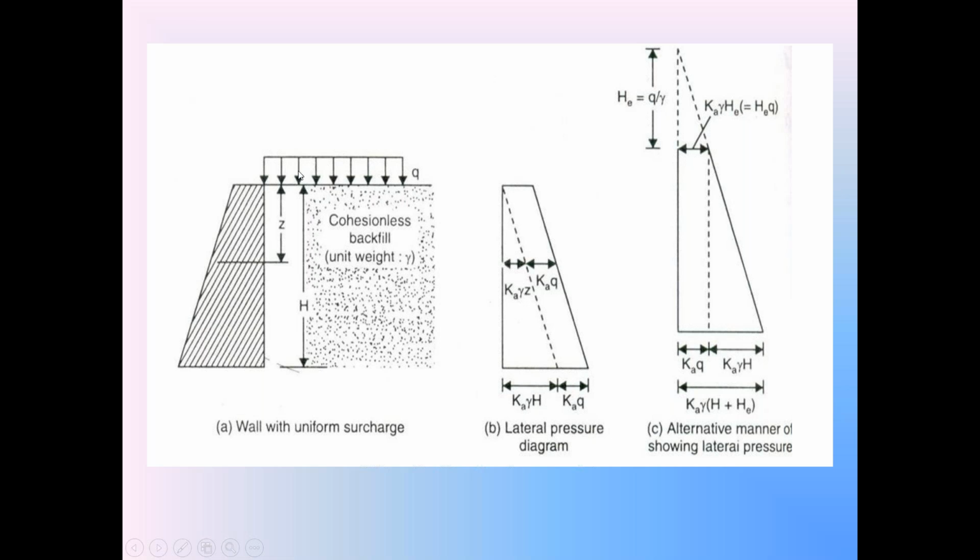This external stress is either due to the construction of a highway. Sometimes there is a highway constructed on the top of the backfill. That highway applies the external stress on the backfill. Sometimes it is due to the construction of a railway line. If the railway track was constructed on the top of the backfill, that railway track also applies the external stress on the backfill, or due to construction of some other structure.